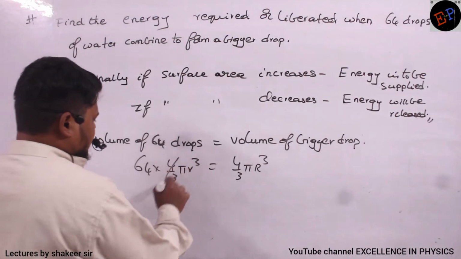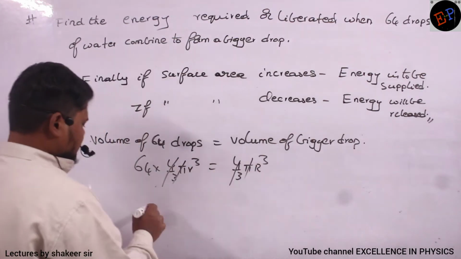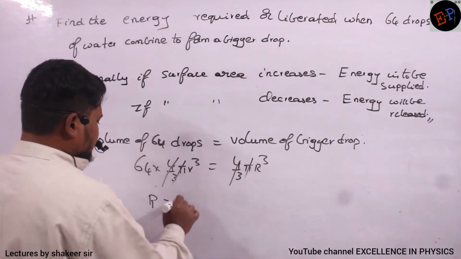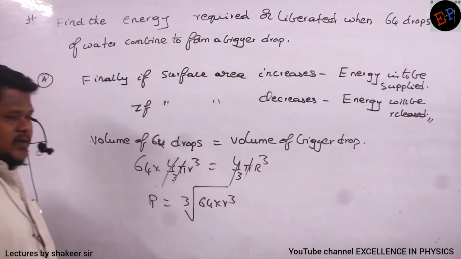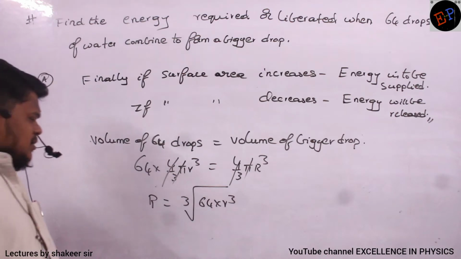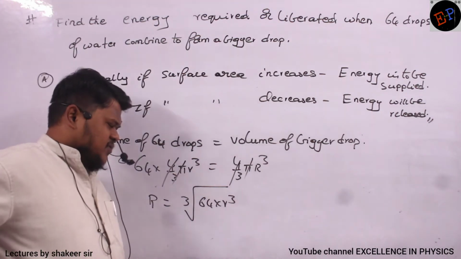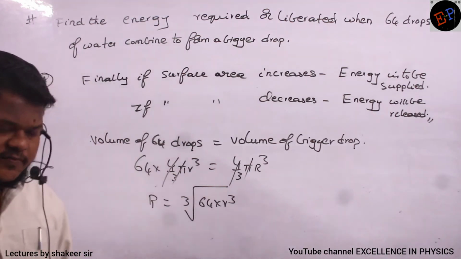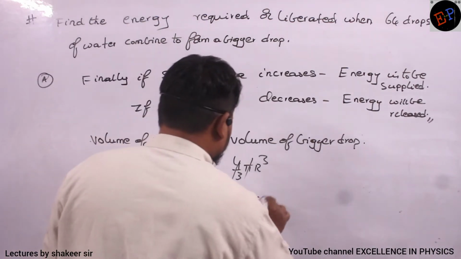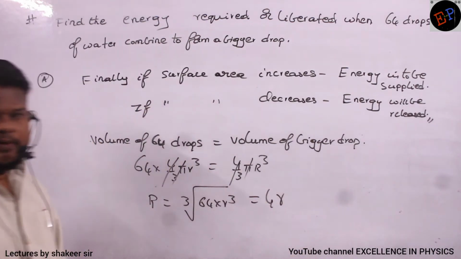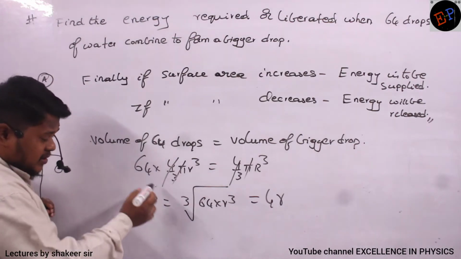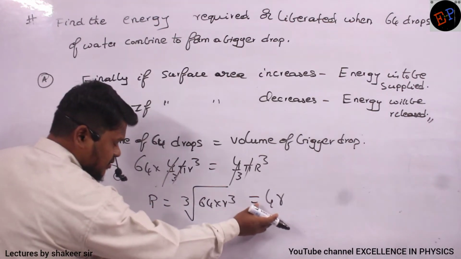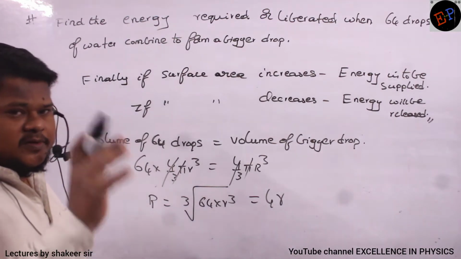So 4 by 3 pi gets cancelled. Therefore R is equal to the cube root of 64 into r cube. Clear now? Cube root of 64: 4 fours are 16, 16 fours are 64. So 4r, this is what I will get. So what is the radius of the bigger sphere? The radius of the bigger sphere is only 4 times the radius of the smaller sphere.